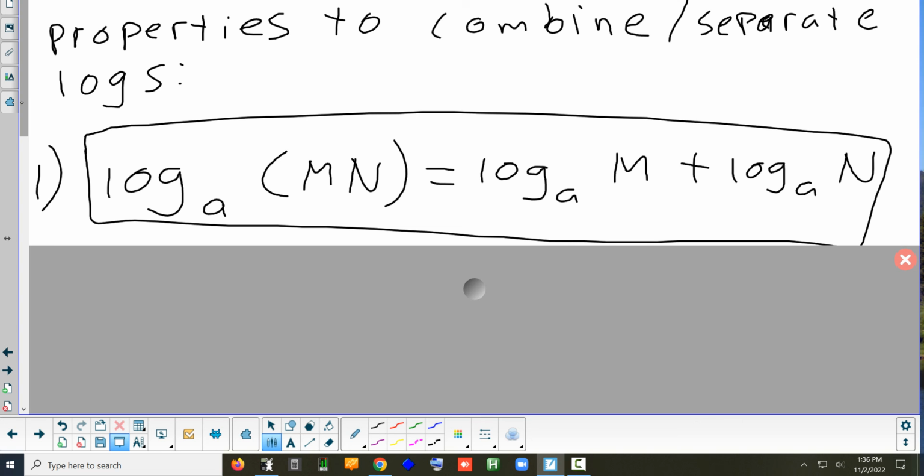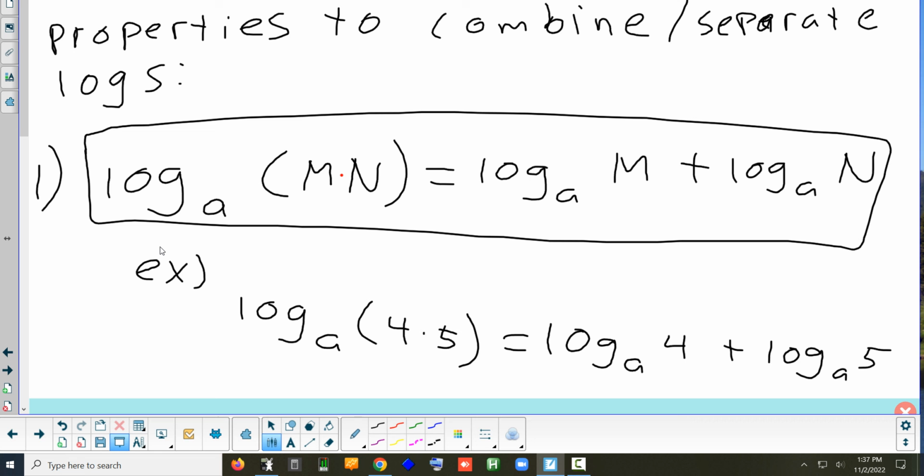So the last part in 5.4 is how you can take logarithms and either combine them together or take ones that are already combined and split them apart. Here's one of the rules that we can use with logs.